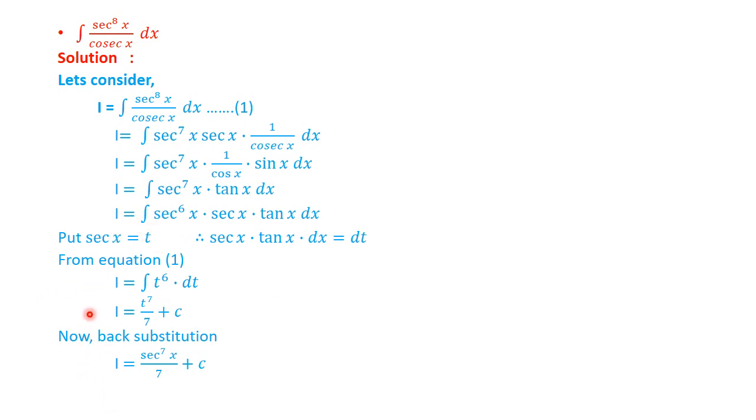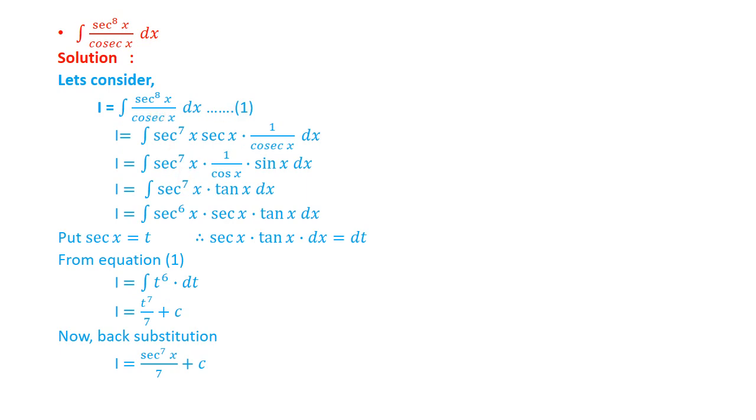Therefore, I becomes, after substitution, what does it become? I is equal to integration of t raised to 6 dt. Very simple form, power function, power gets increased by 1. So t raised to 6 plus 1 by 6 plus 1 plus c. Now, by back substitution, reduce this t to again x. Therefore, what is t? Sec x. So, sec raised to 7x by 7 plus c.